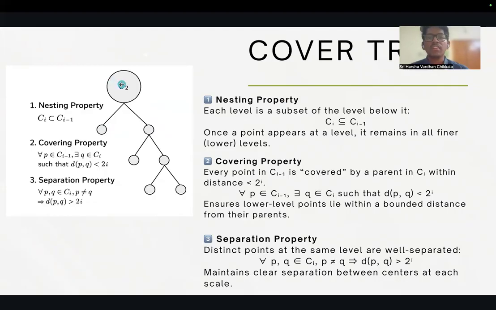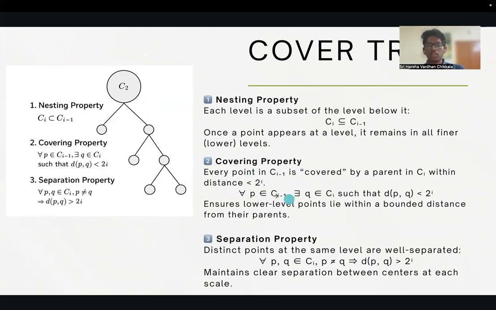It ensures that if a point appears at a particular level, it goes through every level and remains at all the lower levels. So it makes the lower levels finer, providing more information at the lower levels. Next is the covering property.